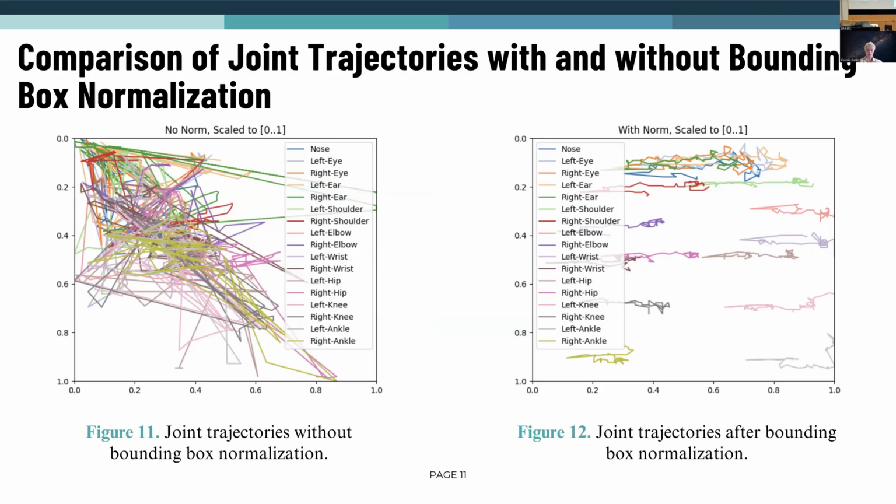This slide shows how bounding box normalization affects pose trajectories. On the left, in Figure 11, you can see that raw joint positions are scattered due to scale or camera movement. And on the right, with bounding box normalization, the same trajectories appear more stable and coherent, showing reduced positional variance and clearer movement patterns.